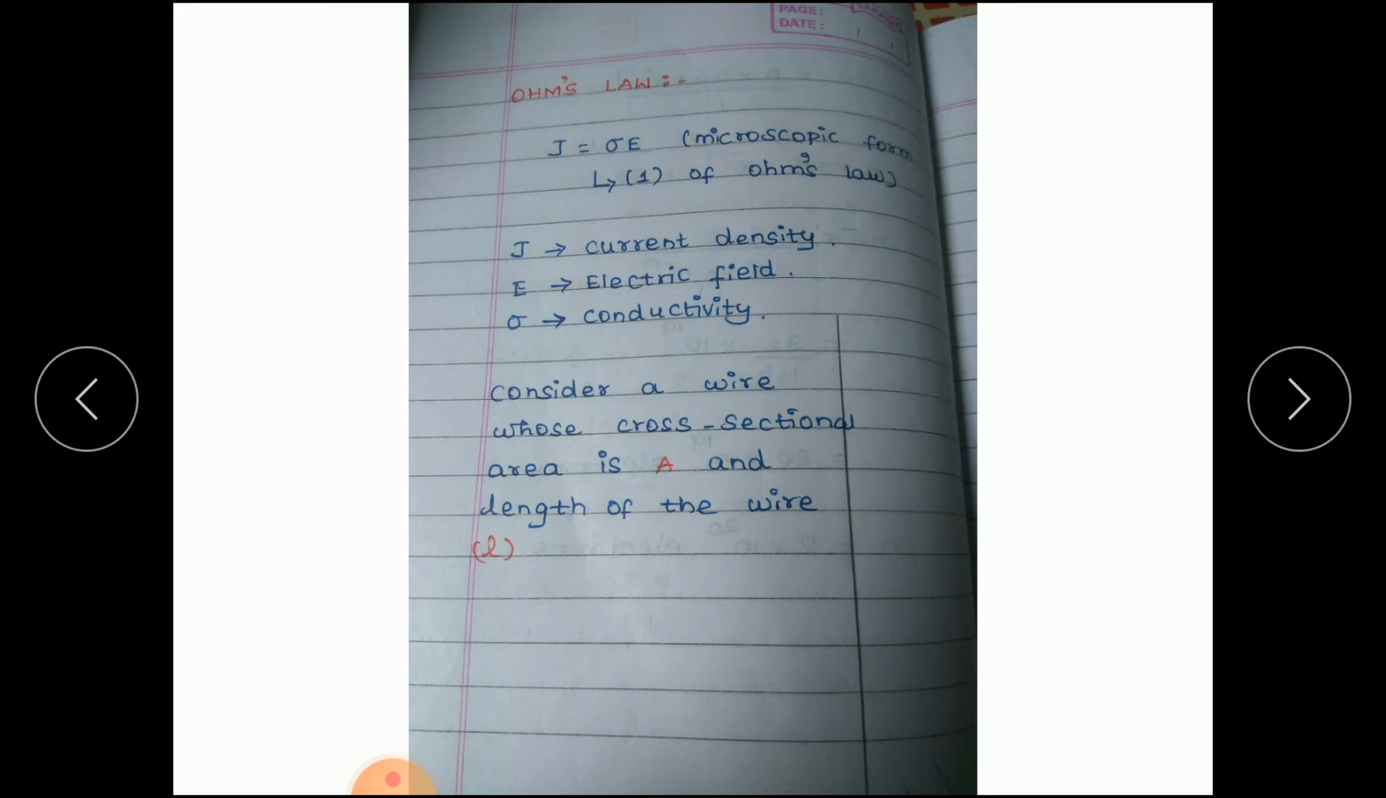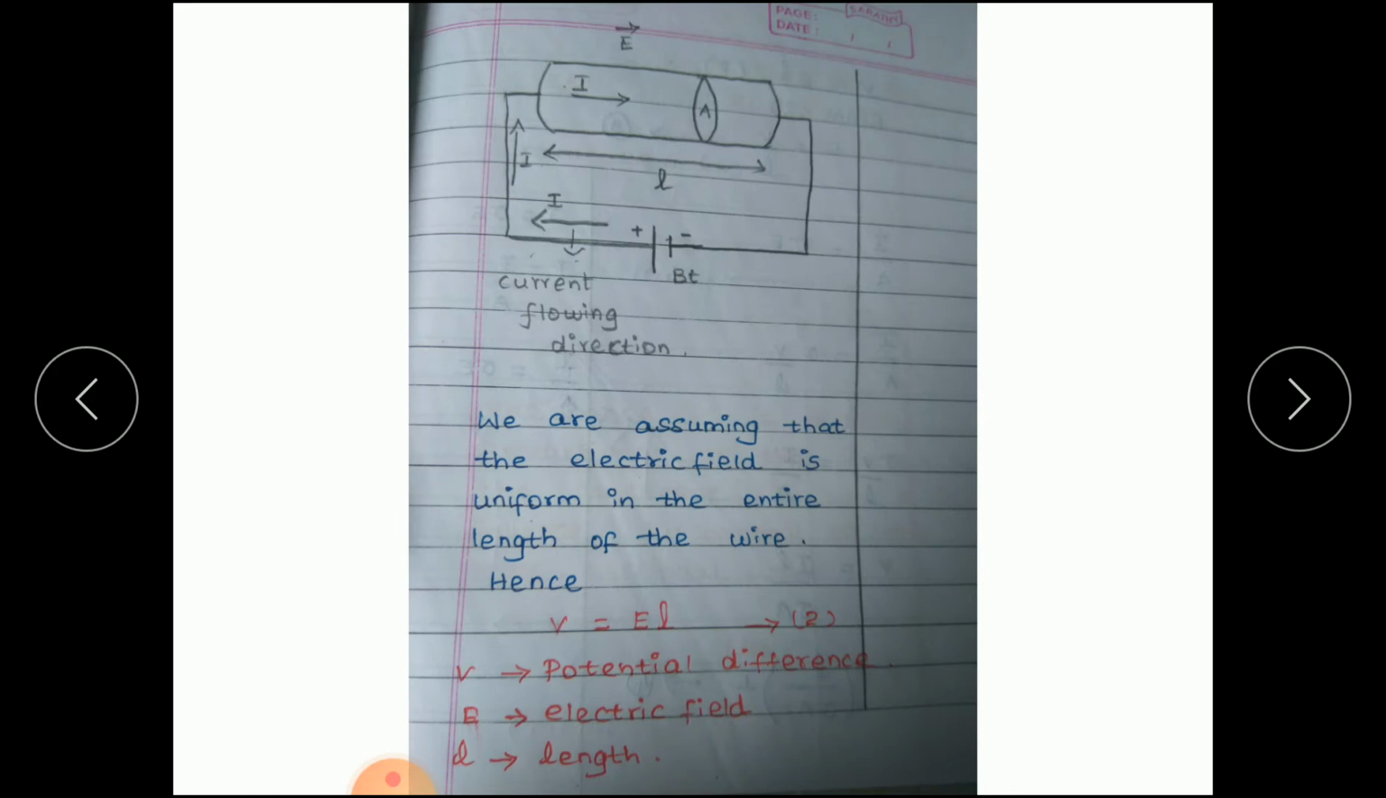Now we are going to consider a wire whose cross sectional area is capital A and the length of the wire is L. Now we are going to connect that wire to the battery. So what will happen? The current will start to flow from the positive terminal. This I represents the current flowing direction.